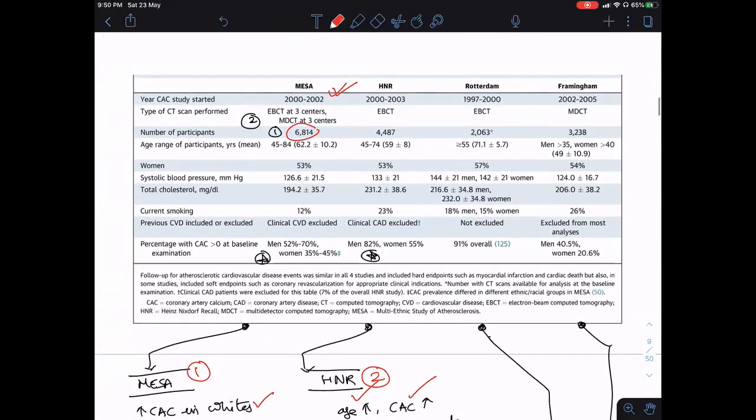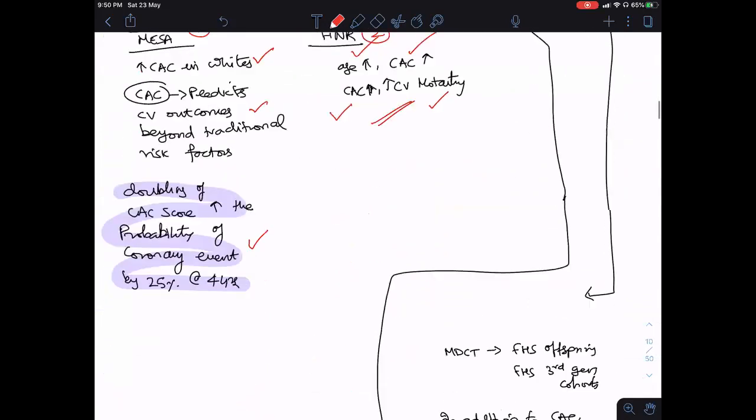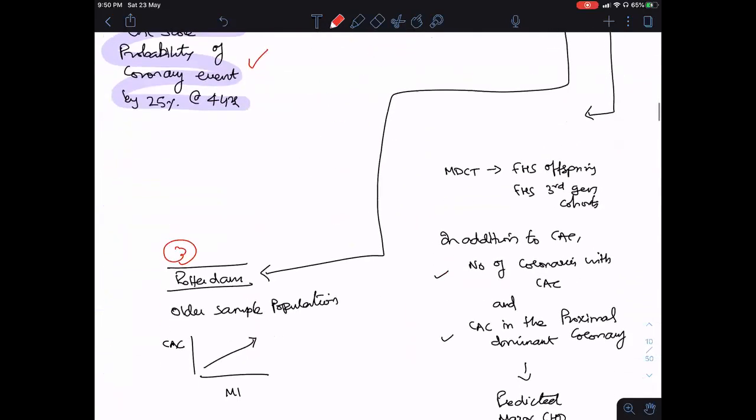The last study is the Framingham study. This was a subsequent cohort of the Framingham. That is, this was the Framingham offspring study, which included the third generation cohorts of the original Framingham group. All these offspring were subjected to NDCT.